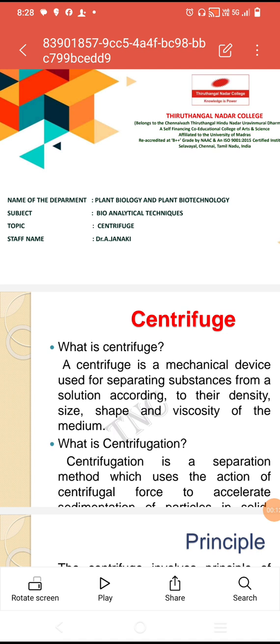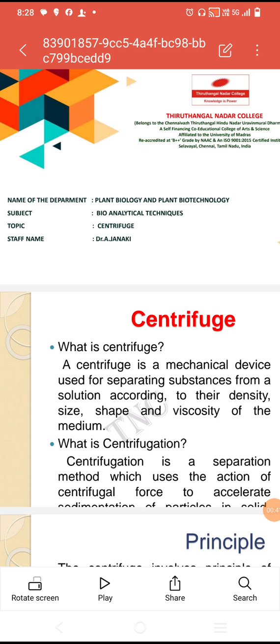Good morning, students. We are going to discuss the centrifuge today. The centrifuge is very much essential in bioanalytical techniques, in biological laboratories, and even in clinical laboratories. It is an essential instrument. Now, we are going to see what a centrifuge is and what biological functions it is used for.